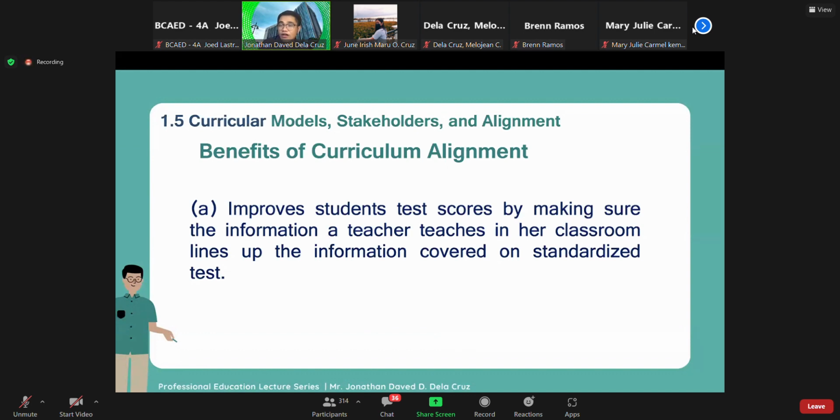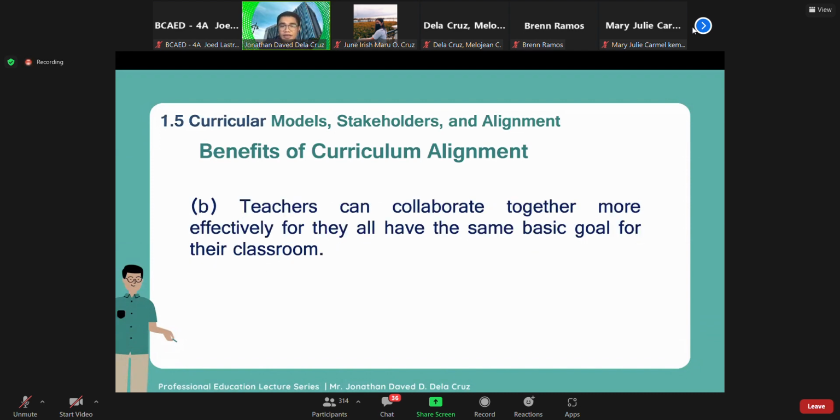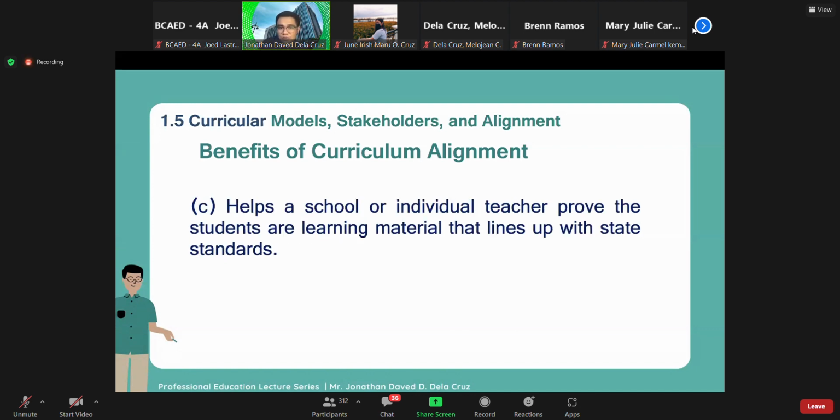So confidence that the students will pass kasi nga naituro mo yung kailangang maituro na nandoon sa iyong lesson na mandate ng national policy or ng DepEd. Teachers can collaborate together more effectively for they all have the same basic goal of their classroom. So as I've mentioned kanina, teachers can have collaborative approach in teaching their students. Helps a school or individual teacher prove the students are learning material that lines up with the state standards.